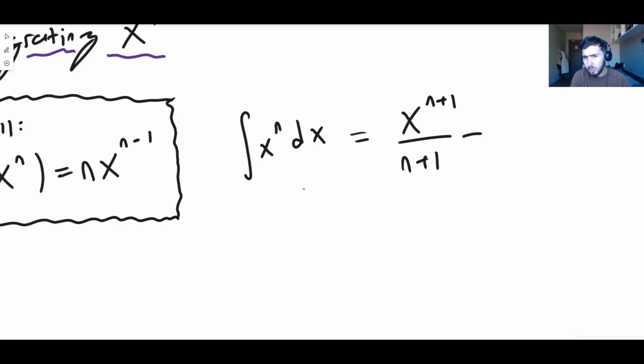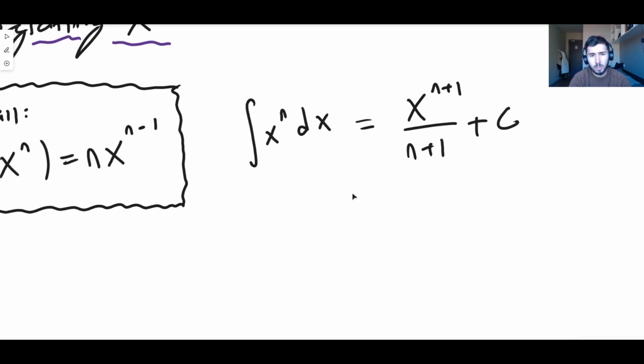And when you do any integral, you always add a little plus c on the end. That c is just an arbitrary constant. It can be any constant. That's always there for indefinite integration. That means when there's no numbers at the top and the bottom of the integral, okay?